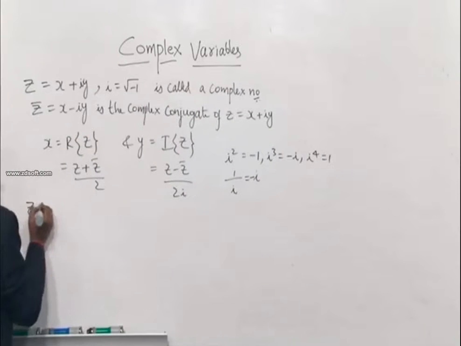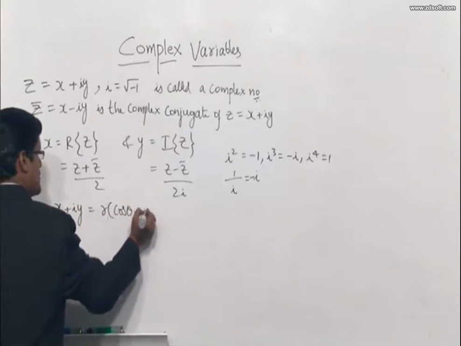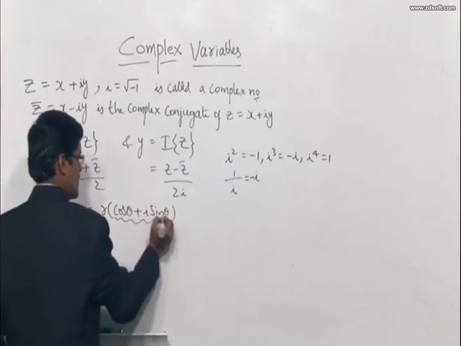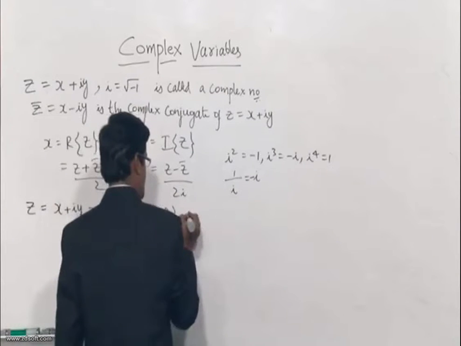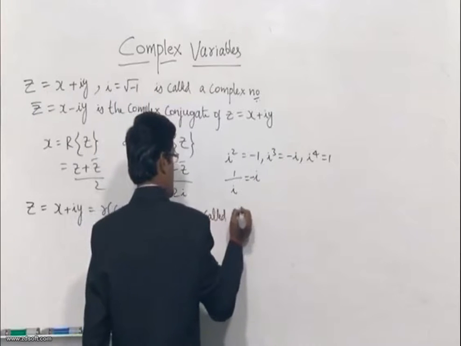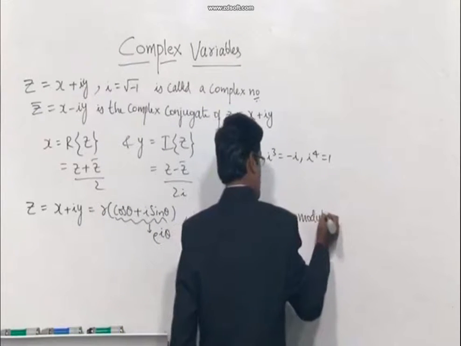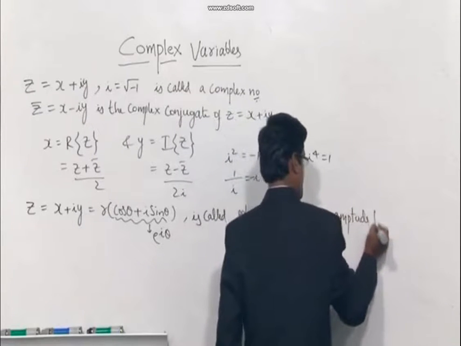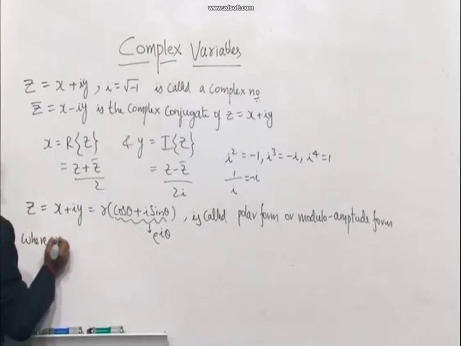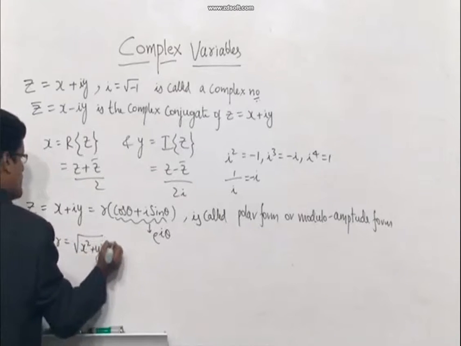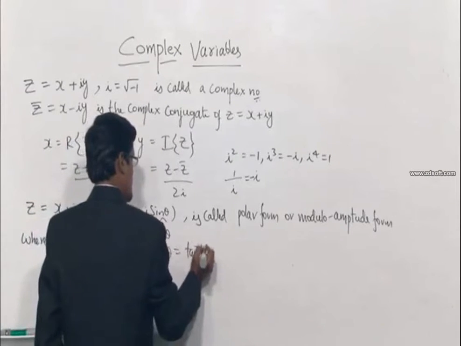Next, z is equal to x plus iy is equal to r into cos theta plus i sin theta. This cos theta plus i sin theta is also represented as exponential i theta, Euler's transformation, and is called the polar form or modulus amplitude form, where r is equal to root over x square plus y square, the modulus of the given complex number, and theta is equal to tan inverse y by x.